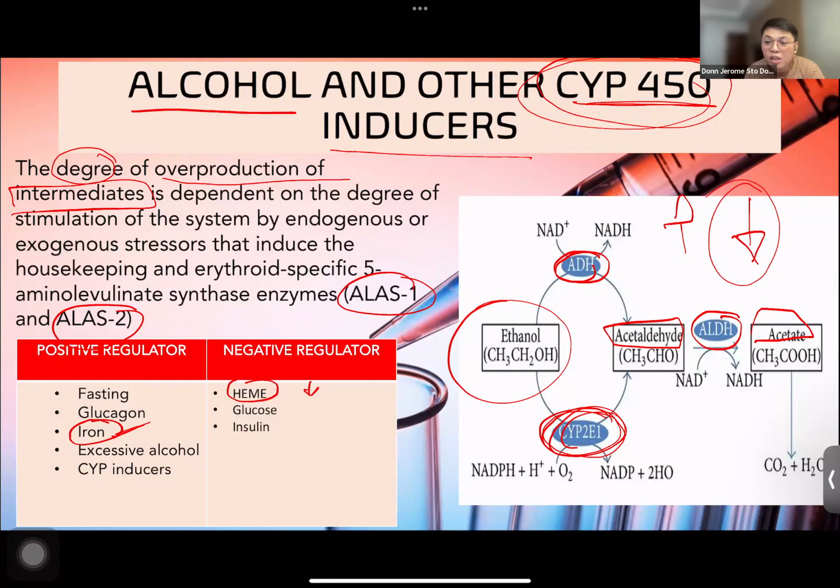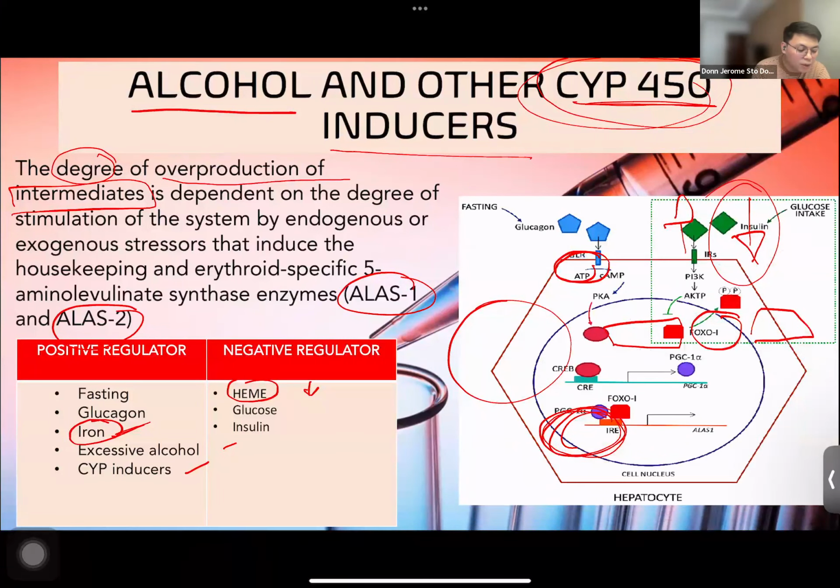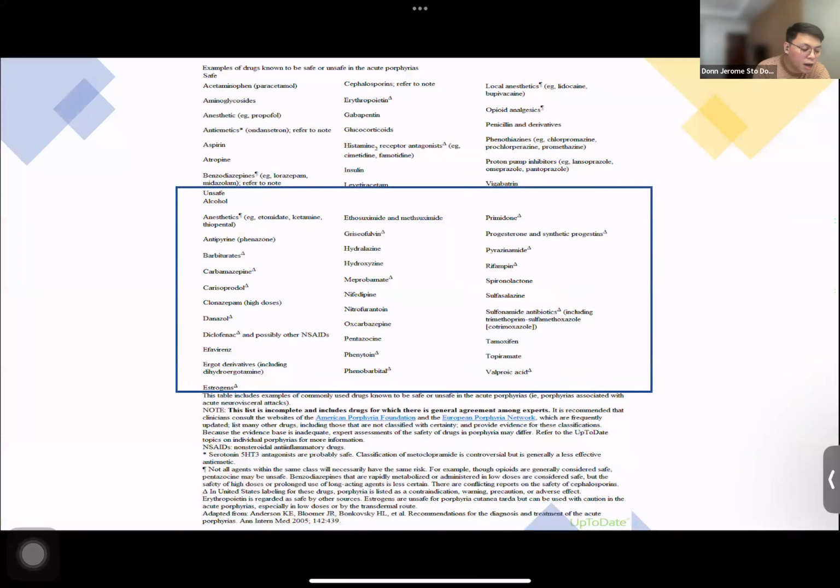Yes po. Ganon din po ang mechanism behind cytochrome P450 inducers. Siyempre, in-induce mo yung cytochrome P450, bababa din yung level ng heme, magiging overly active din ang ALAS. These are examples of drugs that are unsafe for patients with porphyria. Yung mga yan, cytochrome P450 inducers.